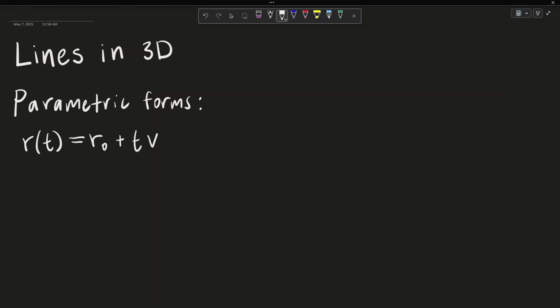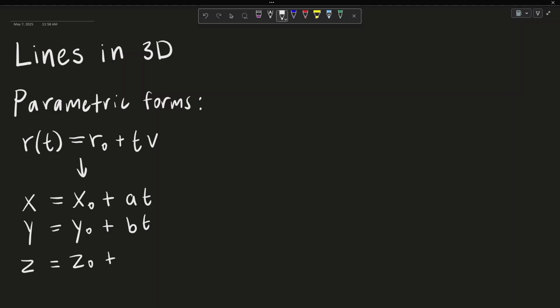And so since this is a parametric equation, we can represent r in terms of its x, y, and z components. So r of t can be broken down into x of t, which is equal to x naught plus some arbitrary value, let's call it a, times t, where a is the first entry of v; y, which is equal to y naught plus b times t, where b is the y value in the direction vector; and z, which is equal to z naught plus c times t. So based on this, we would be given a vector v, or would be asked to find the vector v, such that v is equal to a, b, c.